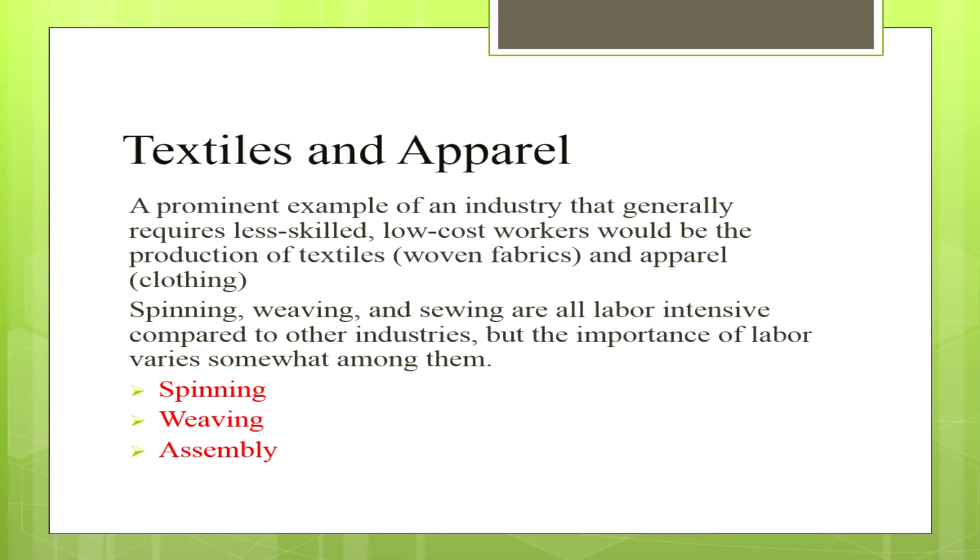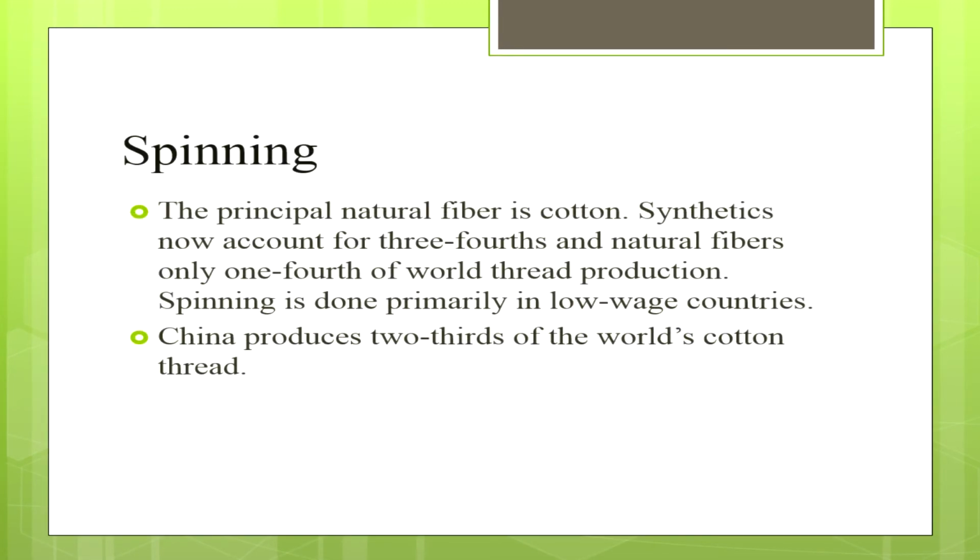A prominent example of an industry that generally requires less skilled, low-cost workers would be the production of textiles, woven fabrics, and apparel, clothing. Spinning, weaving, and sewing are all labor-intensive compared to other industries, but the importance of labor varies somewhat among them. The principal natural fiber is cotton. Synthetics now account for 3/4 and natural fibers only 1/4 of world thread production.